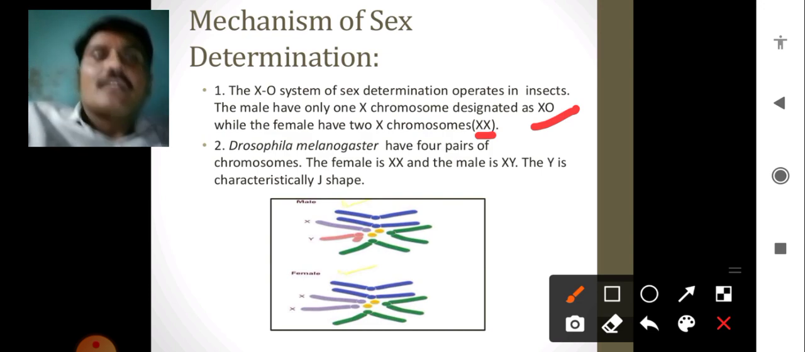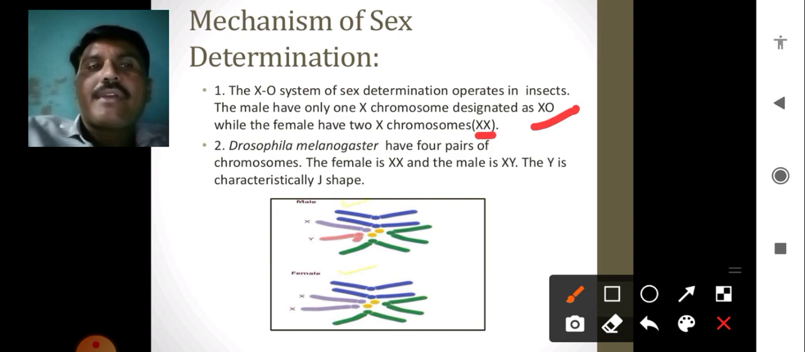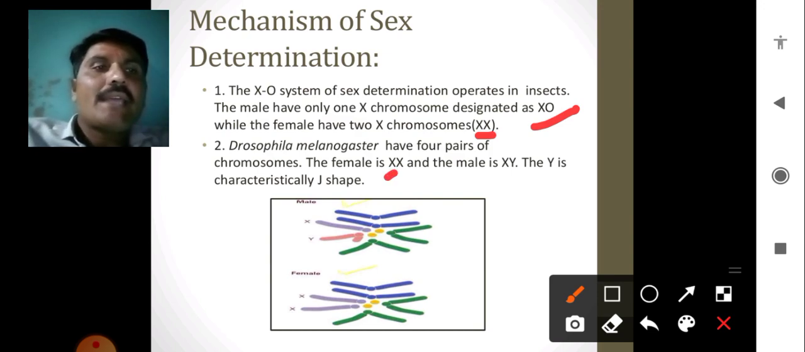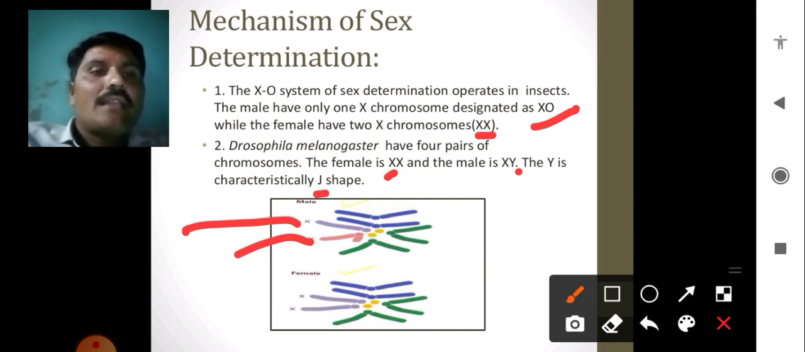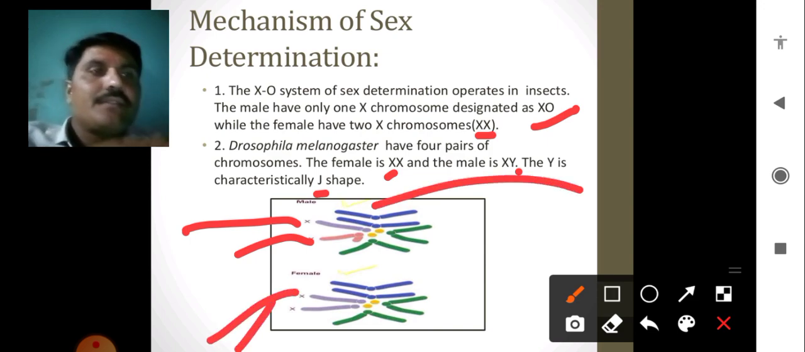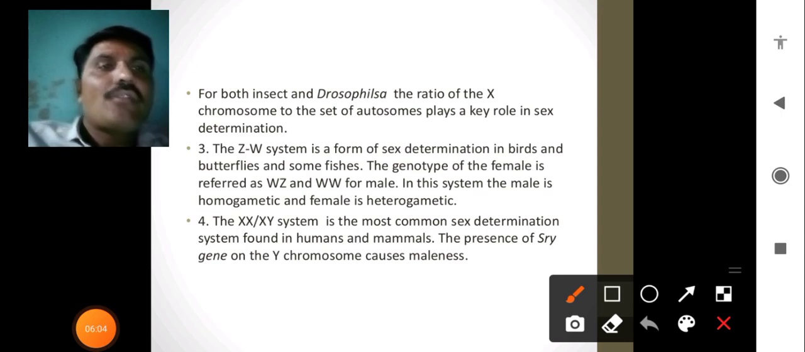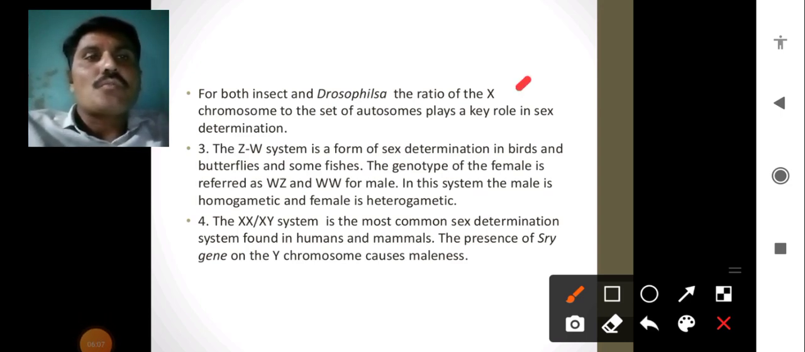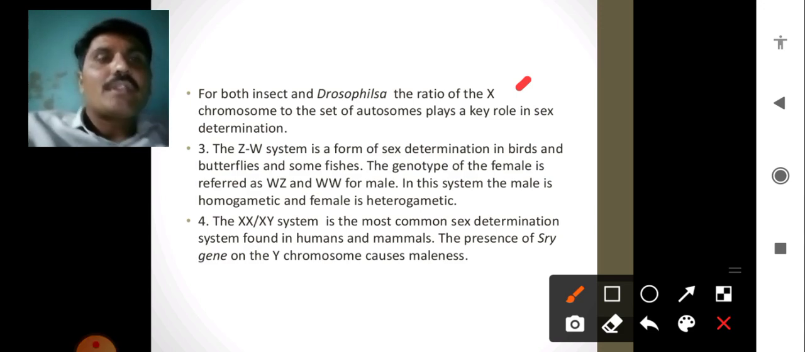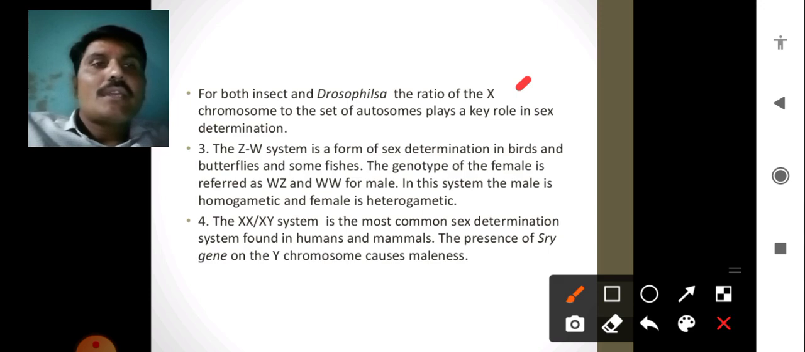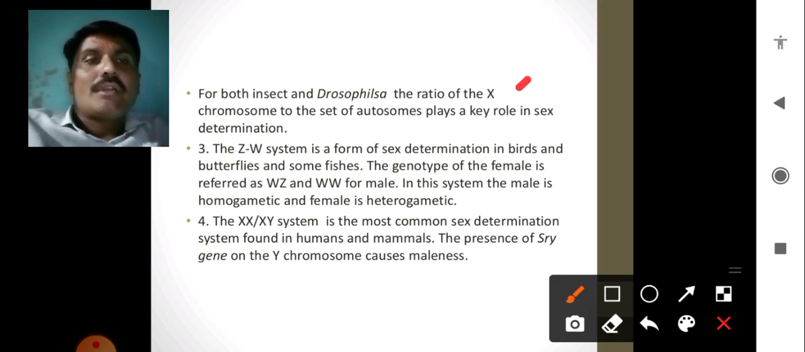While in Drosophila we have four pairs of chromosomes. The female is double X, the male is XY. The Y is characteristically J-shaped. So this is the male with X and Y, and this one is the female with the double X. For both insects and Drosophila, the ratio of X chromosomes to the set of autosomes plays a key role in sex determination.